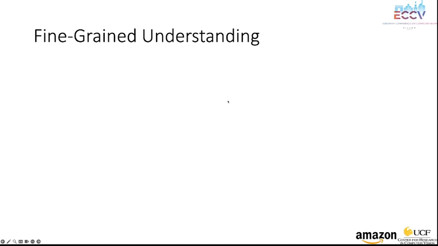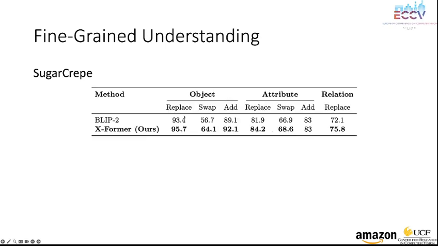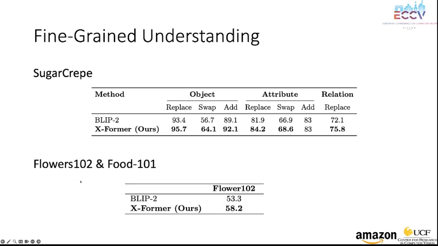Next, we also do some additional fine-grained understanding evaluation on the SugarCrepe dataset for various aspects of object, attribute, and relation, with different operations for objects and attributes. We show that our model also improves across all the categories compared to BLIP-2. Further, we show fine-grained understanding on Flowers102 and Food101, and on both these datasets our method outperforms BLIP-2, underlining that our model has better fine-grained understanding.